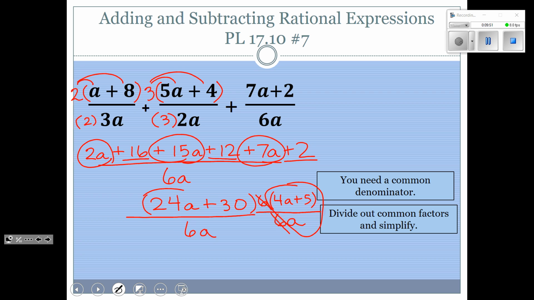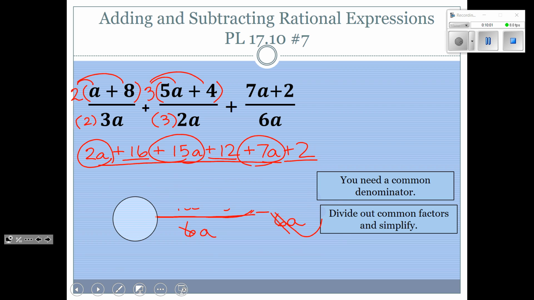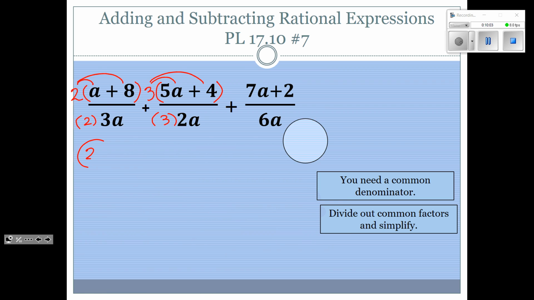Just remember that when you have a binomial, that's a package deal. You can't just start saying, oh, let's cancel this right here. You have to factor it first. Then you can simplify what's outside of the binomial with what's outside the binomial.